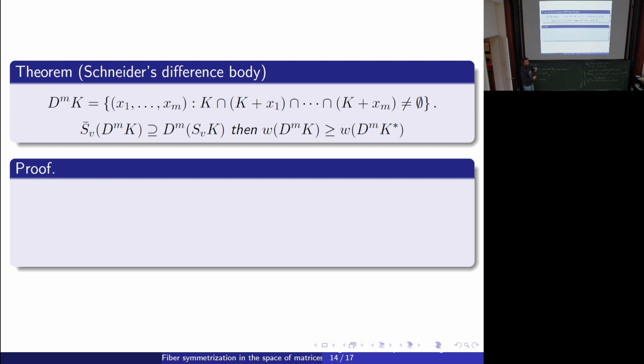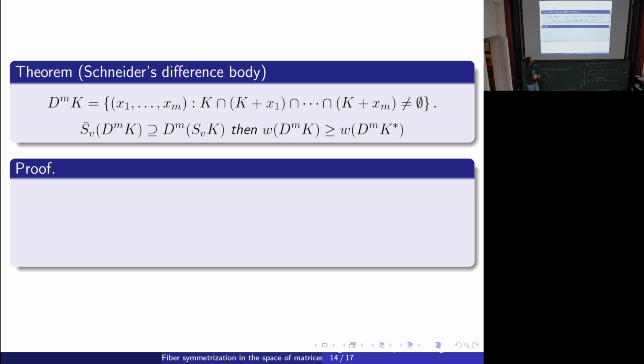Then what you can prove is that this body also interacts with fiber symmetrization, because you see this m-tuple of vectors as a matrix. Schneider conjectured that the volume of D_mK is minimized when K is an ellipsoid. Because in the m equal to 1 case, because of the Brunn-Minkowski inequality, the volume of DK is minimized by all the symmetric sets. But this is not the case in the higher dimensional setting.